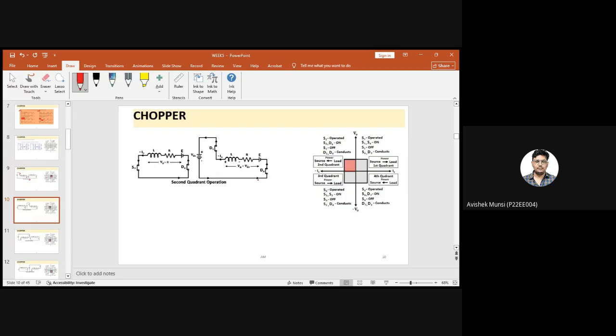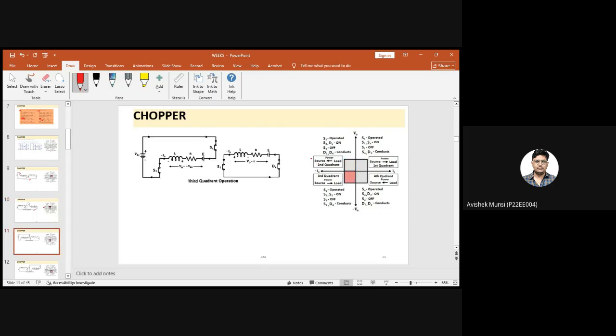Next case, when my S2 is operated, S2 and D2 will be on, and when S2 is off, D1 and D4 will conduct. The circuit looks like this. Then it will operate in the second quadrant. Similarly, during the third quadrant of operation, my S3 will be operated, and S3 and S2 will remain on in that period of time. My S2 and D4 will conduct for reverse biasing whenever it tries to discharge through that part. So it will act as the third quadrant.